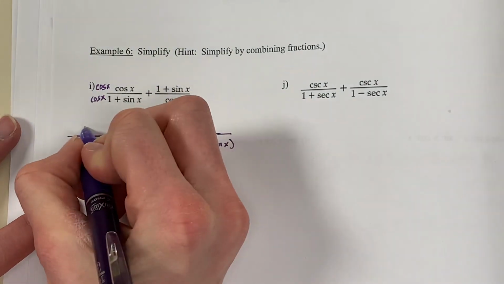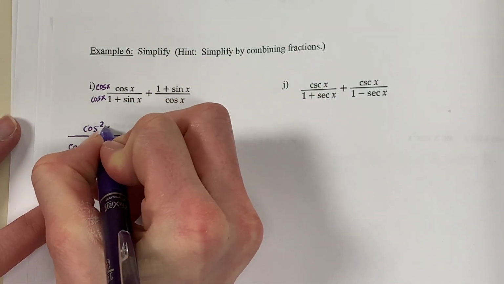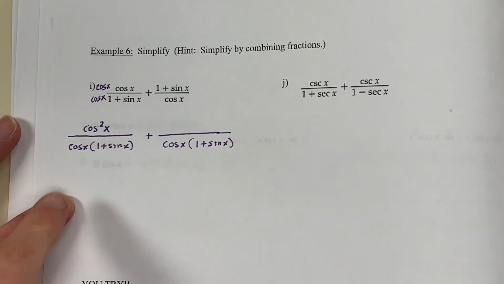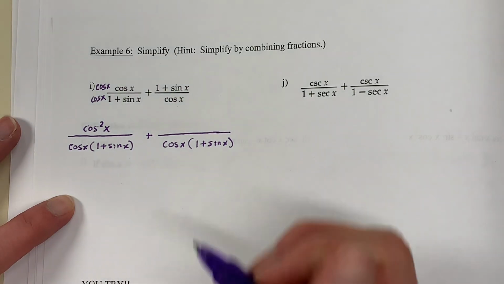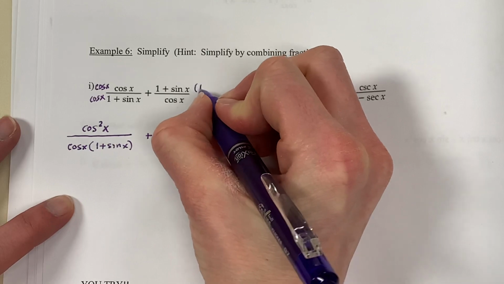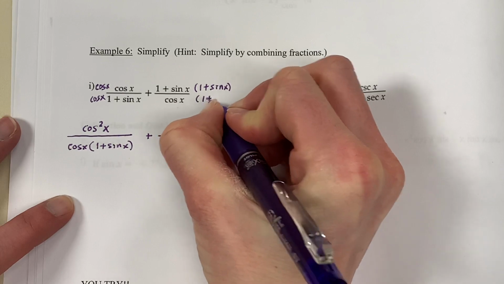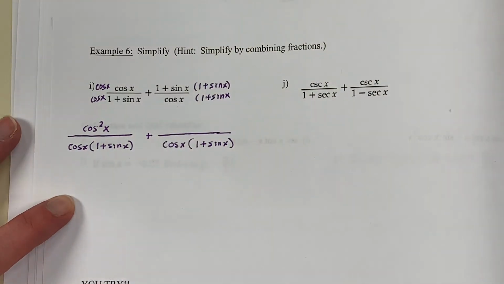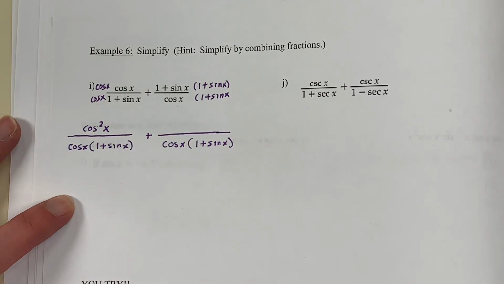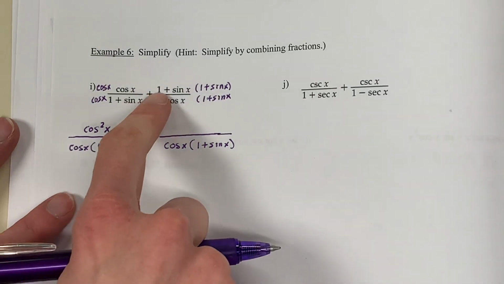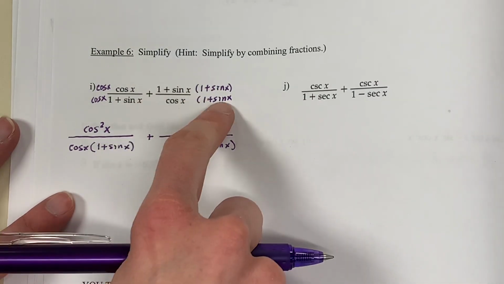Cosine x times cosine x is cosine squared x. And cosine x times the quantity 1 plus sine x gives us our common denominator. Now on the right side, I need to multiply the numerator and denominator by 1 plus sine x. My denominator gives me the common denominator. Now in the numerator, I have to FOIL. So don't forget, when you FOIL, you distribute the 1 to both terms and sine x to both terms.